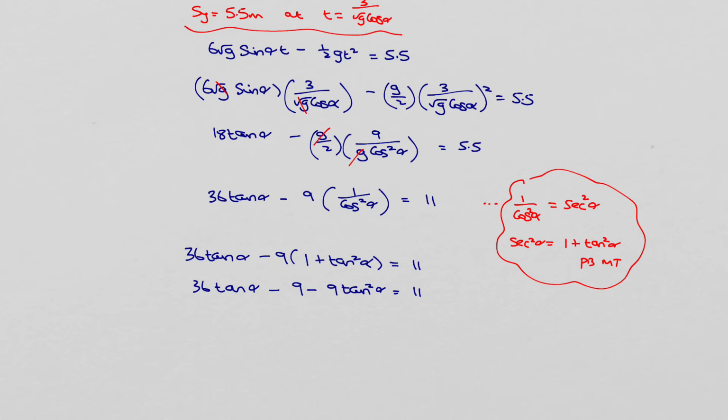Bringing everything to one side, and multiplying across by minus 1, we have 9 tan squared alpha minus 36 tan alpha plus 20 is equal to 0. If we factorise that, you can use the minus b formula or whichever method you want. I'm going to say we have 9 times 20 is 180, and the factors that multiply to give 180 and add to give minus 36 must be minus 6 and minus 30.